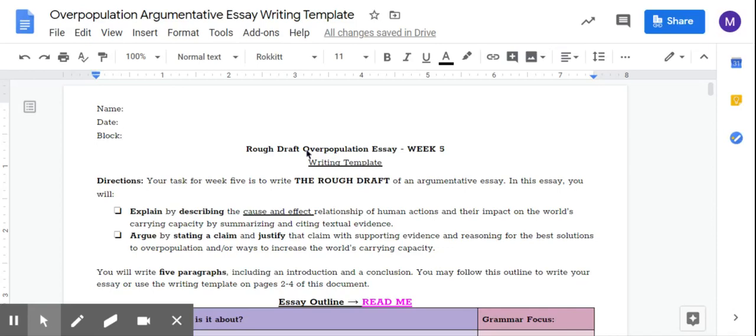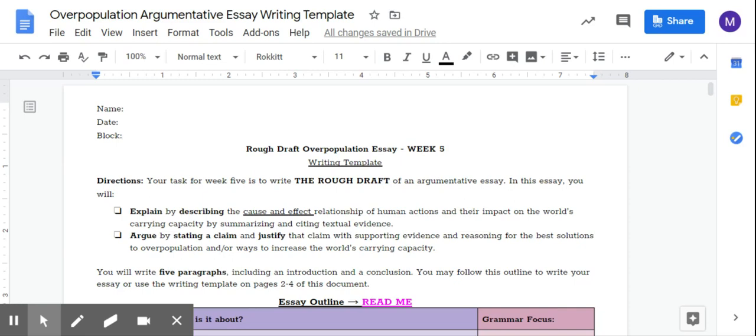Hi, everyone, and welcome to week 5 of our overpopulation unit. This week, we're going to be working on the rough draft of your argumentative essay. Directions. Your task for week 5 is to write the rough draft of an argumentative essay.